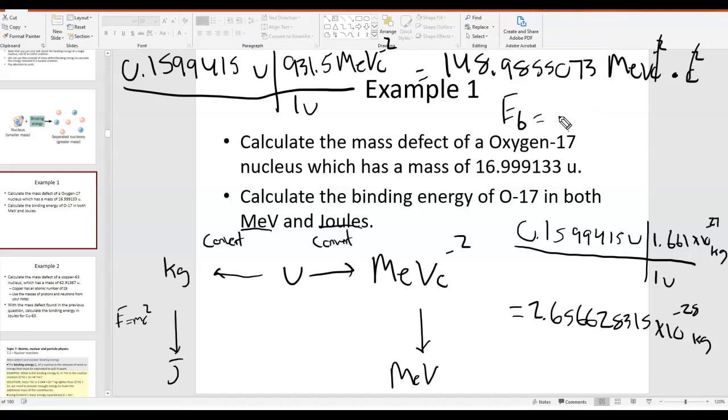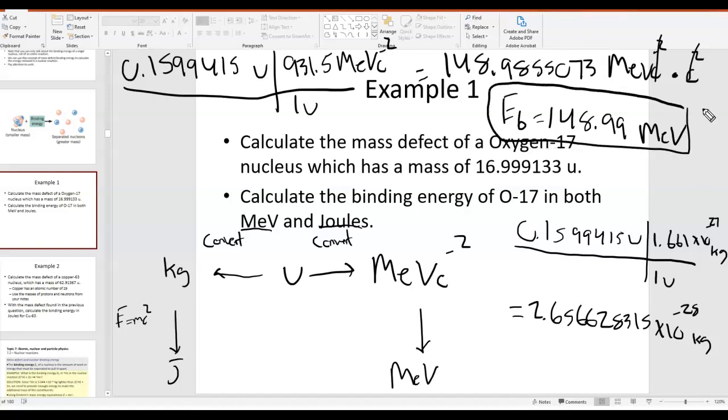And now, since I'm at the end of the problem, I can finally round. The binding energy in MeV is 148.99 MeV. And that is the answer to the question, finding the binding energy of oxygen-17 in MeV. We found it in joules before.